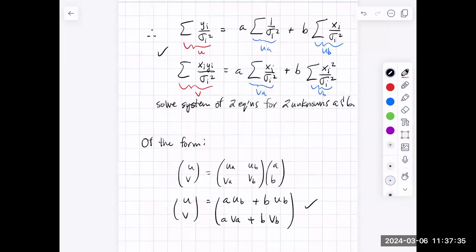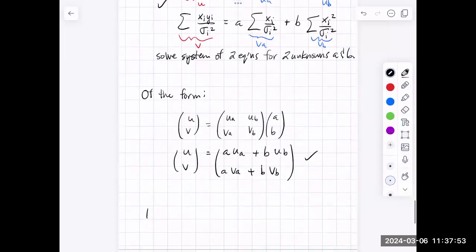All right. After that, should the first entry in the matrix be AUA? Yes, you are correct. Thank you. Good. Okay. So I'm just going to write down our matrix equation again.